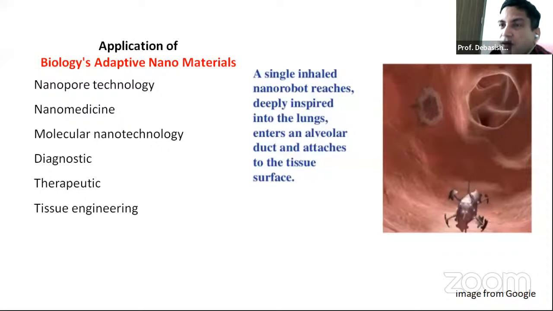Or we can use them for nanomedicine. So actually, the drug we are taking, instead of bulk medicine, if we convert it into nanomedicine, that will be more helpful, as is expected. And molecular nanotechnology, where we develop a single molecule to use as a molecular machine, and we call that molecular nanotechnology. And then in diagnostics, in therapeutics, tissue engineering. So this is just an image from Google of how we can prepare a soft nano robot, and that can drive inside our blood vessel or even in the lungs, and that can act for this particular purpose.